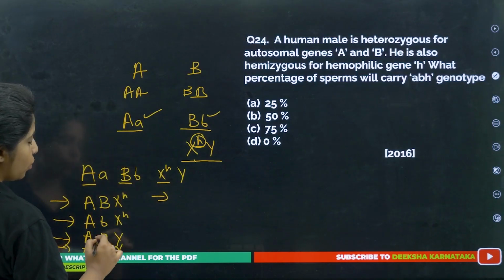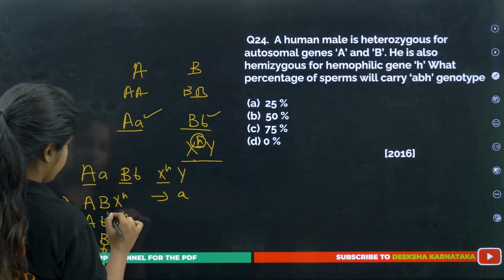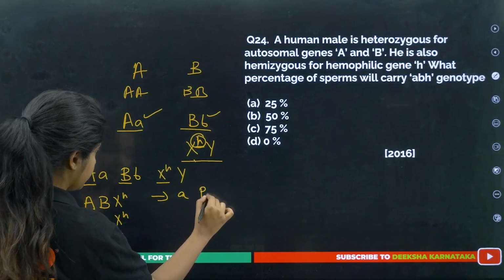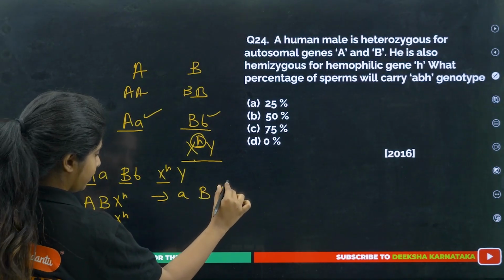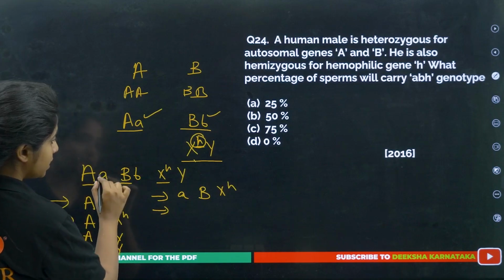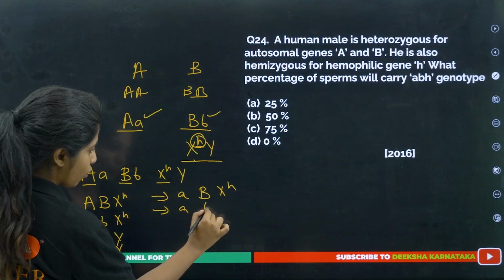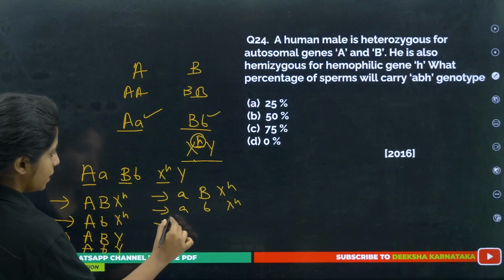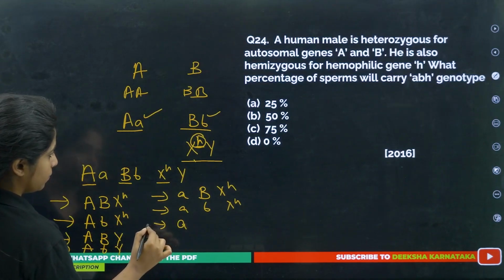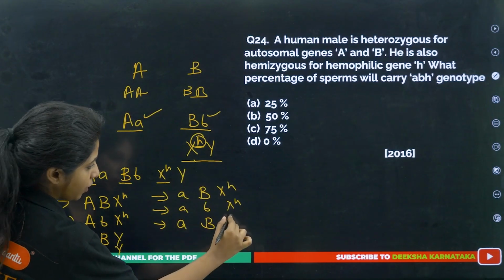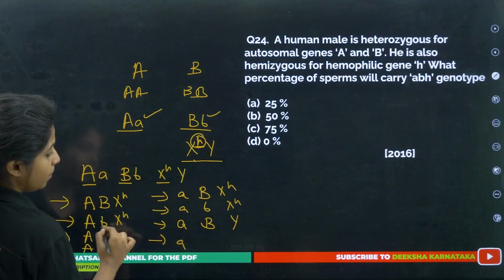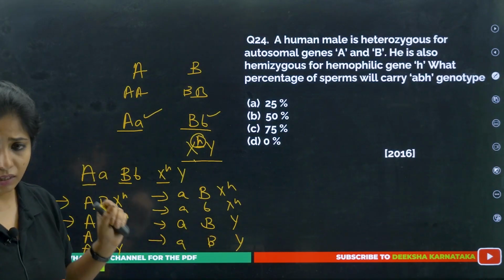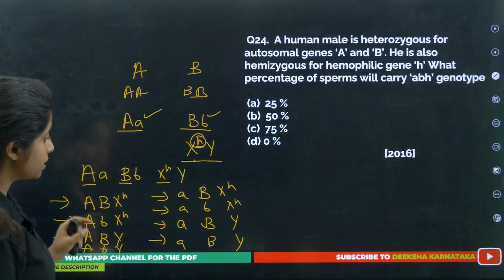Now, I'll go with the small letters. So it can be small a, capital B, and XH. Next, it can be small a, small b, and XH. And next, it can be small a, capital B and Y. It can be small a, small b, and Y. Now, the question is asking what percentage of the sperm.